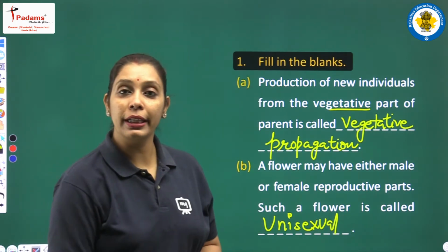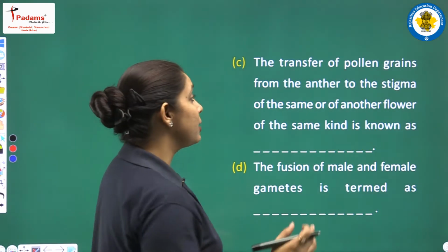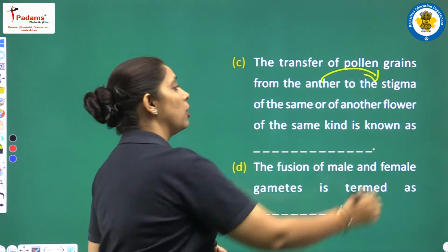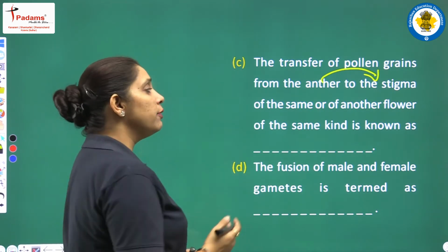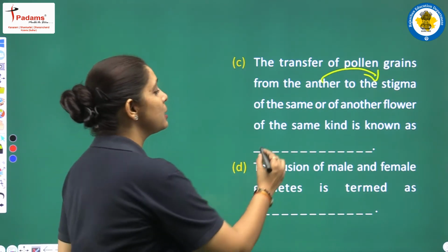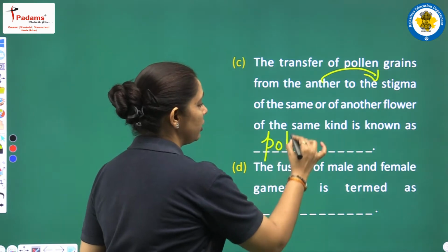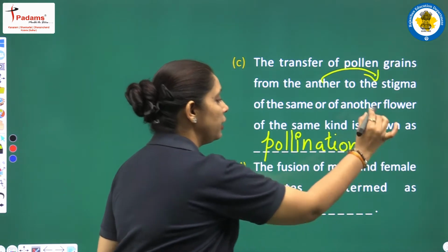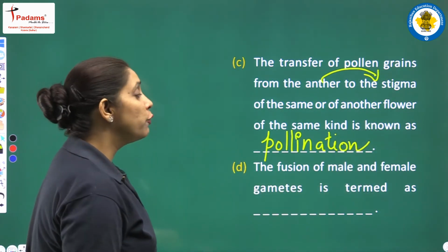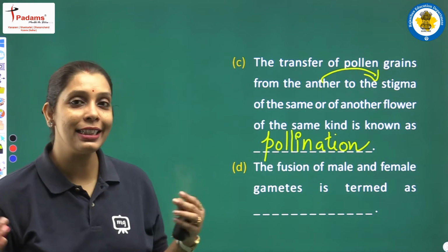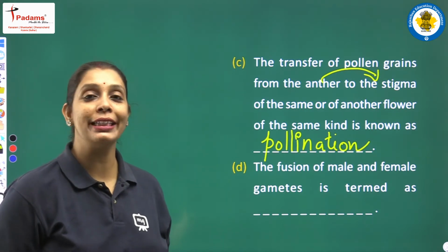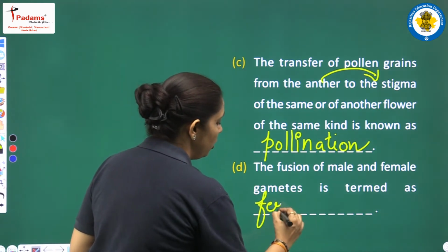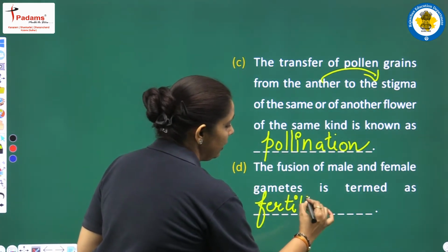Is that clear, everybody? Move to the next fill in the blank, and next one is the transfer of pollen grains from anther to stigma of the same or another flower of same kind is known as pollination. Is that clear? So write down here pollination. Next one, the fusion of male and female gamete is termed as, everybody knows, it is known as fertilization. So we will fill fertilization.